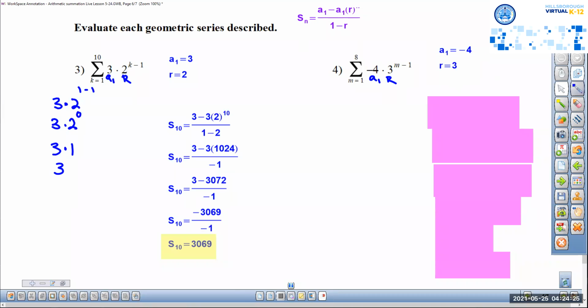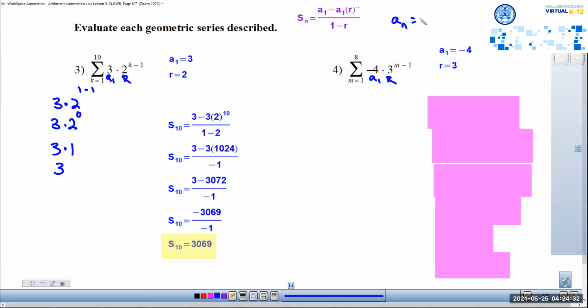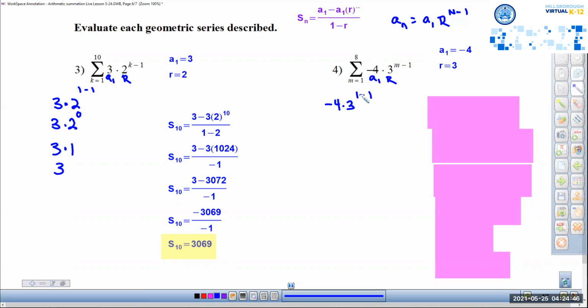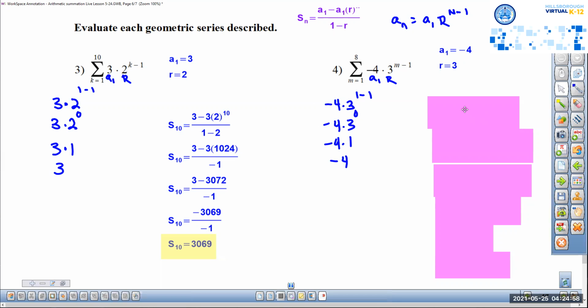You should be remembering this from the geometric explicit formula, or a sub 1 times r to the n minus 1. See, that's the formula. So there's your first term, there's your ratio. If you want to plug the 1 in, you're going to always have 0 here, and anything to the 0 power is 1. So -4 times 1 is -4. But you don't have to do this. We know that it's -4.